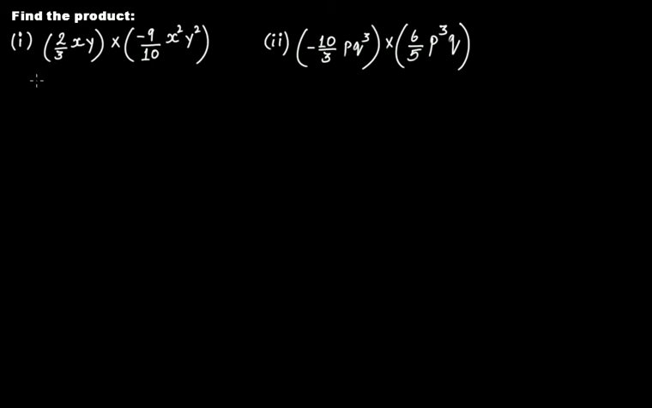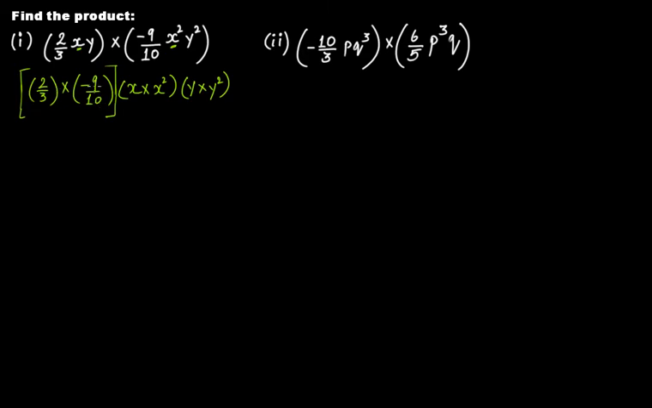So in this case, you'll get 2 by 3 multiplied by minus 9 by 10. And then you have xy here. So x here and x squared here, so multiplied by x squared. Then y here and y squared here, multiplied by y squared. Okay, this is 2 by 3 multiplied by minus 9 by 10.